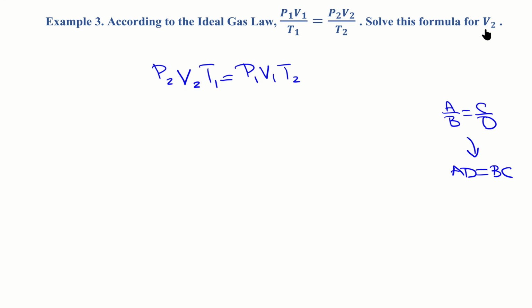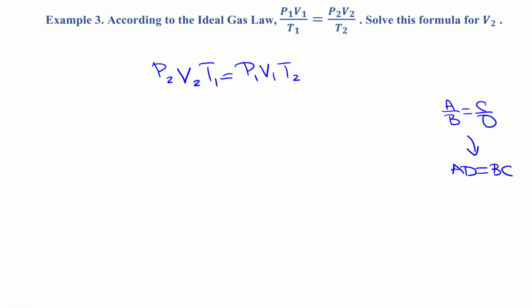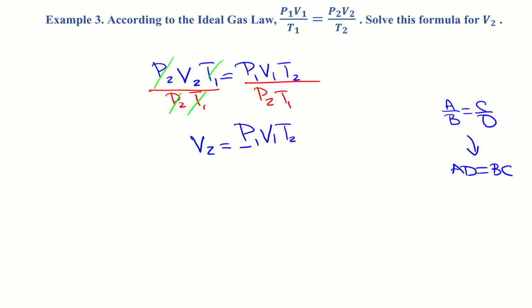Remember what we're solving for, right? V2. So all we have to do now is get the V2 by itself. That means P2 needs to go and T1 needs to go. So we're going to multiply both sides by P2 T1. Notice P2 cancels P2, T1 cancels T1. So we're left with V2 equals P1 V1 T2 over P2 T1.